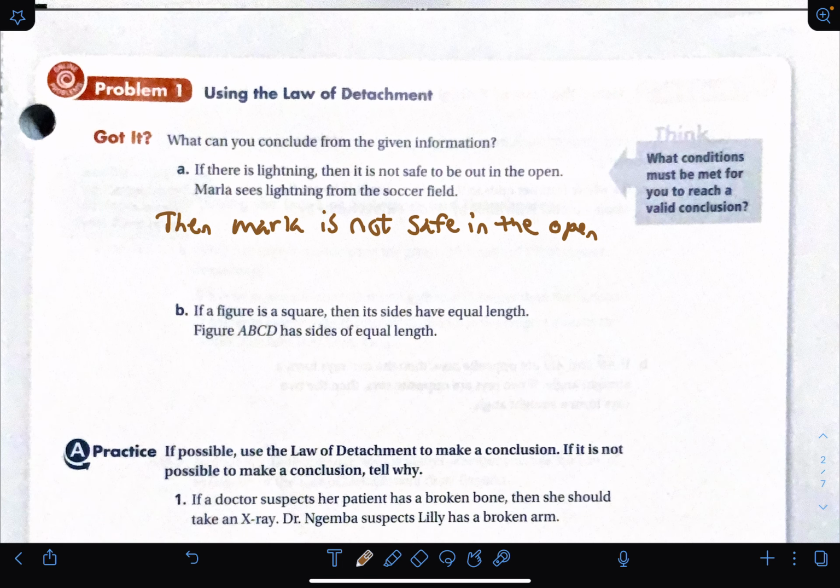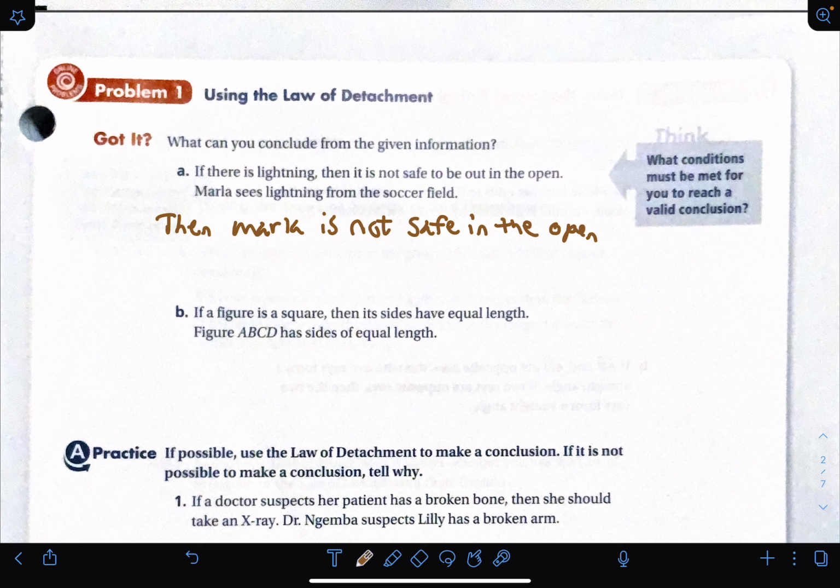If a figure is a square, so this is the hypothesis, then its sides have equal length. Figure ABCD has sides of equal length. And so what can you conclude? The main thing is, if there is lightning, Marla sees lightning. These two match. The if is with the lightning, and Marla sees the lightning. Thus, we can say it's not safe.